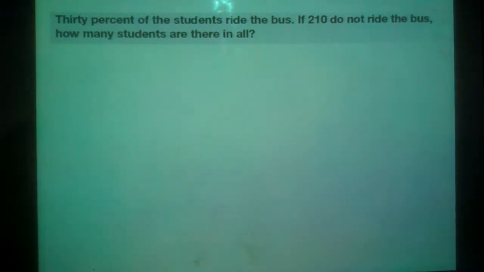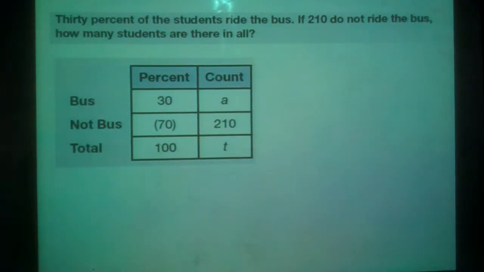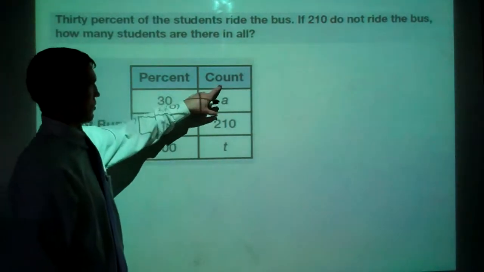So first thing though, we're going to set up a ratio table just to show us what that looks like. Alright, 30% of the students ride the bus. If 210 do not ride the bus, how many students are there in all? Okay, so here's what we could set up. Alright, we have our percent, and then we have an actual count.